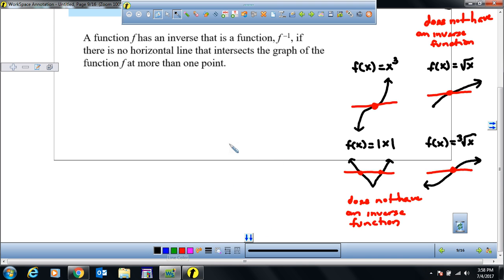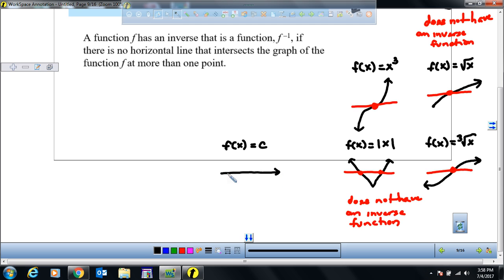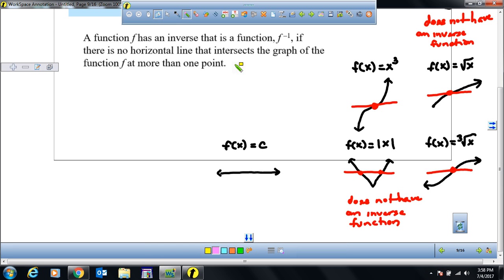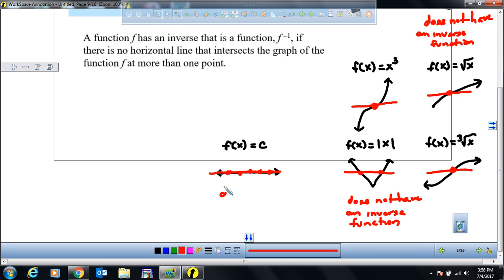And last but not least, if I give you a function in the form of a constant, that's the way it looks, right? If I draw a horizontal line on it, what do we know about this one? This one is intersected many times. So what does it mean? A constant function does not have an inverse function.